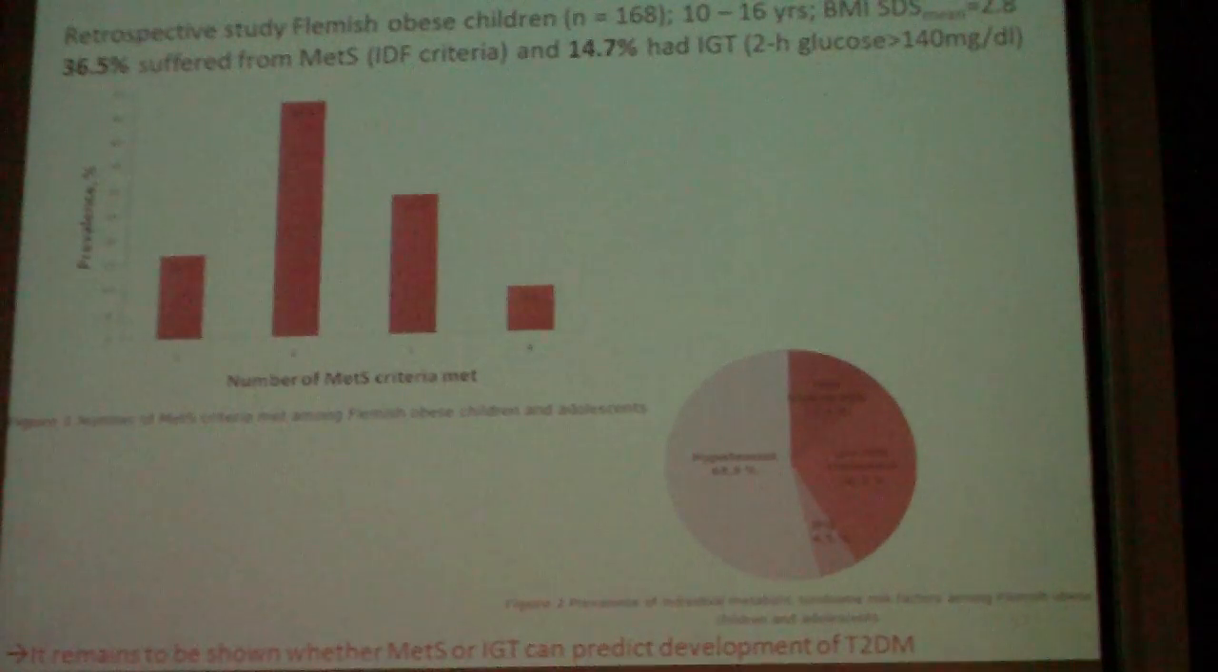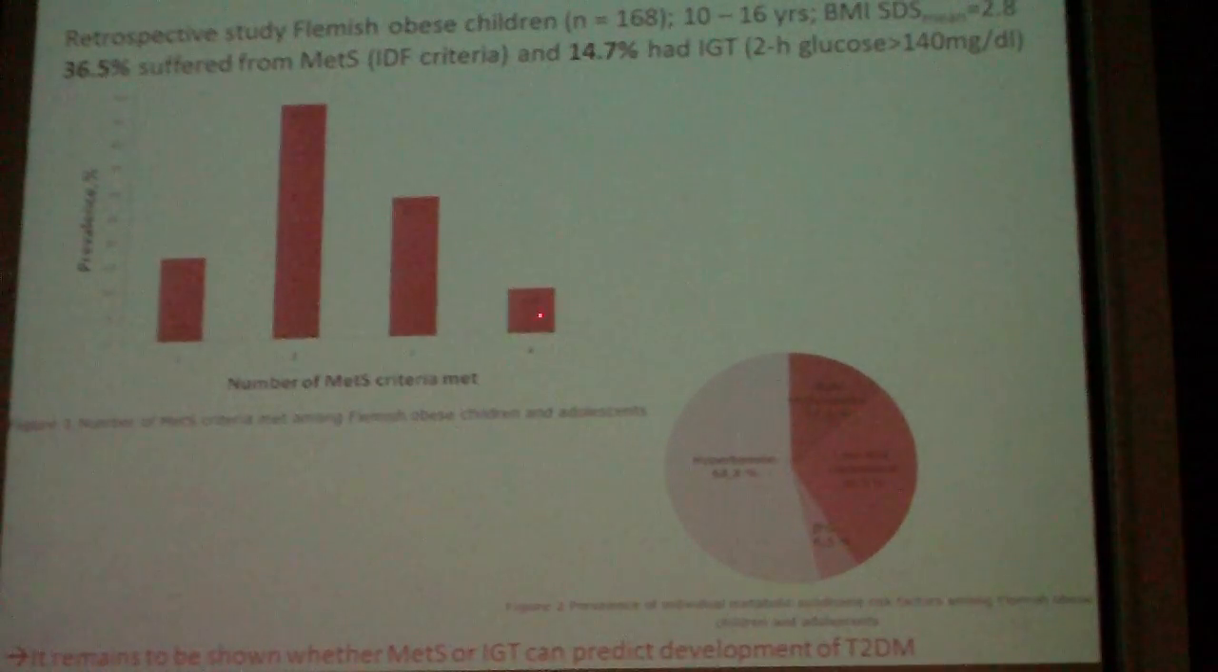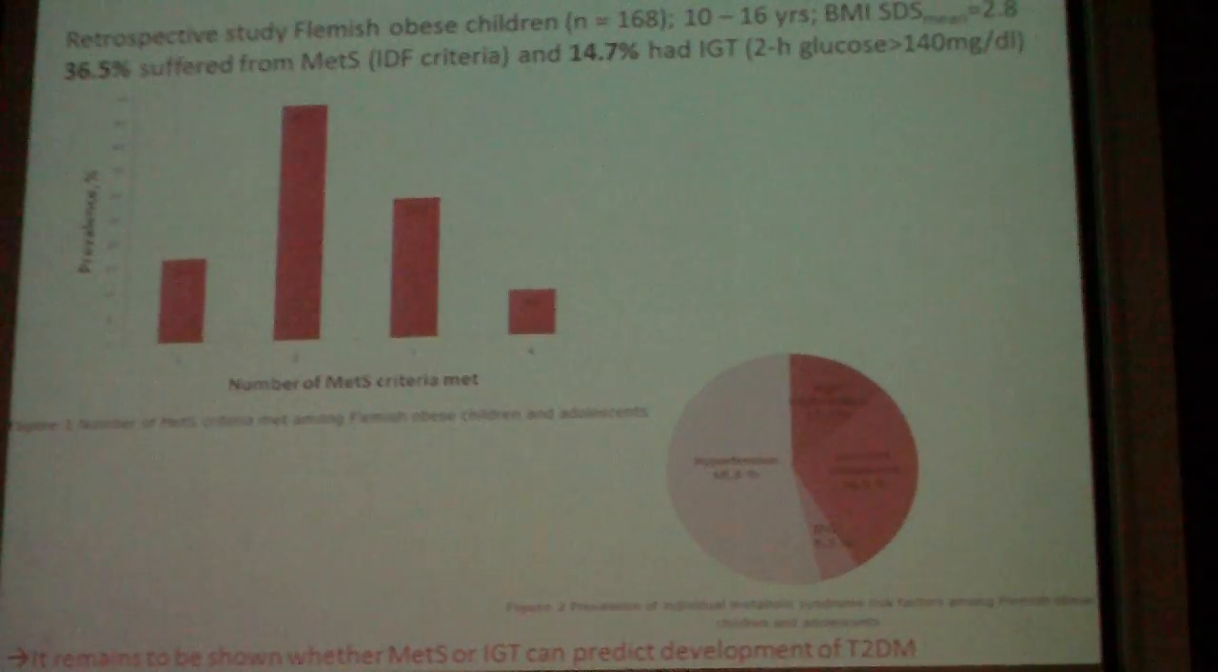So I did a study on a database from 2004 to 2012, and I selected 168 of these children from 10 to 16 years according to the criteria of the IDF. I saw that 36.5% suffered from the metabolic syndrome. In the metabolic syndrome, especially the presence of obesity plus 2 risk factors was most pronounced, and obesity plus 3 factors and obesity plus 4 factors were less pronounced. I also saw that especially hypertension was the main factor in all children which contributed to the metabolic syndrome presence. Also, a low HDL cholesterol was highly prevalent.